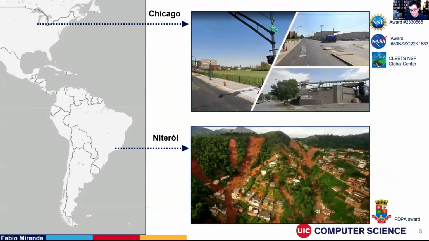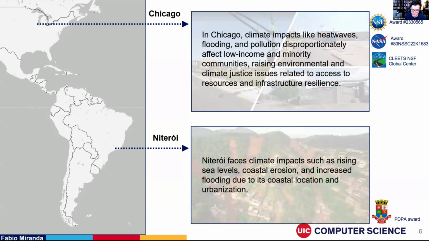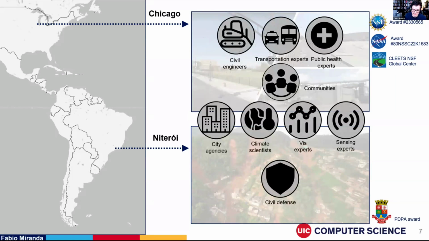And particularly in the past 5 years, we have been engaged in a series of research initiatives in both Chicago in the US and Niterói in Brazil. Two cities that are notorious for suffering from climate and environmental justice issues, including heat waves, flooding, landslides, and air pollution. And these interdisciplinary projects have brought together key stakeholders, including visualization and sensing experts, as well as city officials, civil engineers, public health experts, urban planners, and climate scientists, and more importantly, communities.